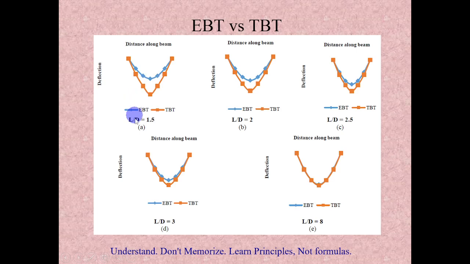But if we move on like this, if the spans are more, there is not much difference between the two theories, which means when the span is very small, not only flexure, shear also has more impact on the deflection and the force, everything. So we cannot simply neglect this. And if the spans are more, we can neglect those things. So what is the concept behind these two theories?